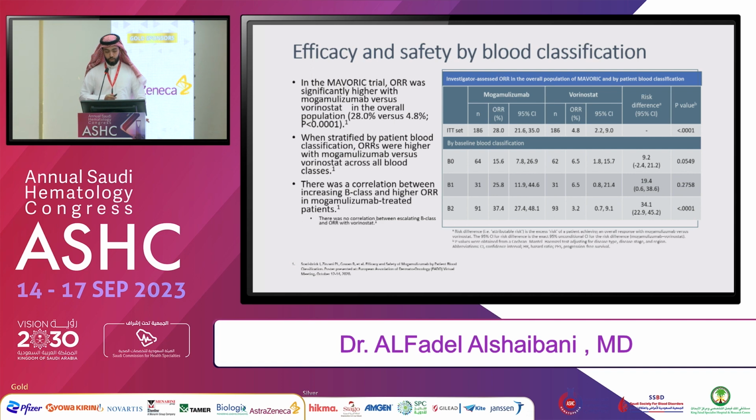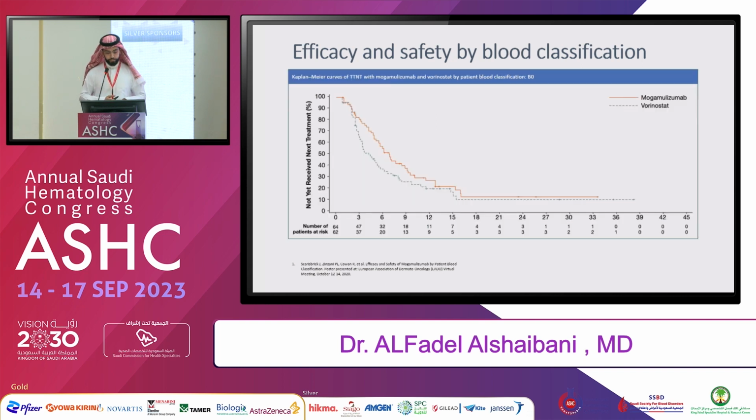Mogamulizumab looked into the efficacy as well. If you can see here, this is the overall response rate. The overall response rate is higher with higher blood involvement, and this basically underlies the importance of doing flow cytometry for the majority of patients with cutaneous T-cell lymphoma, because you really want to know the percentage of Sézary cells in peripheral blood. This can direct your therapy, whether to go with mogamulizumab or to go with other agents.